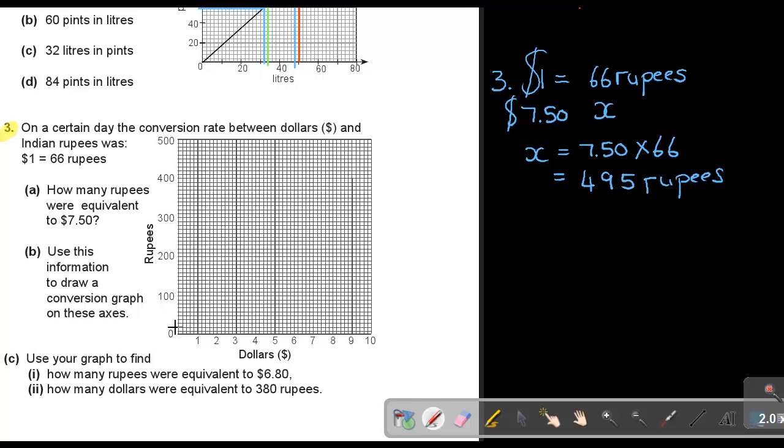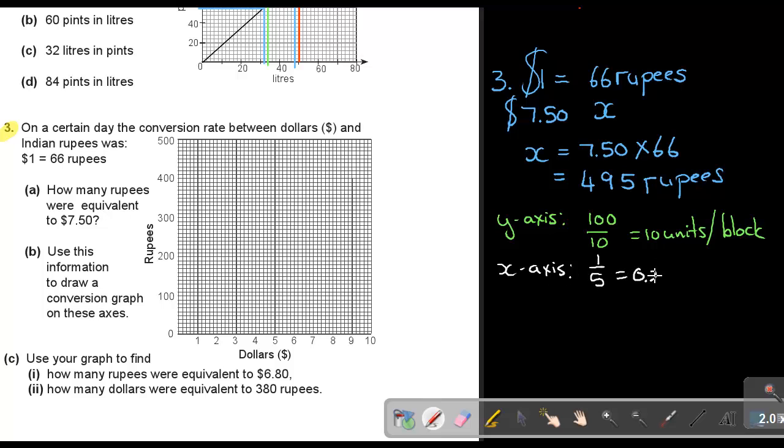So in my scale, let's look on the y-axis, or the rupees. Remember, the first unit is 100. And then how many blocks? It will be 5, so 10 units per block. Let's look at the other scale. This is the x-axis. Now the first unit is 1. How many blocks? Just 5. So it's 0.2 units per block.